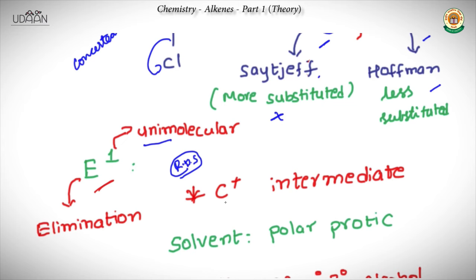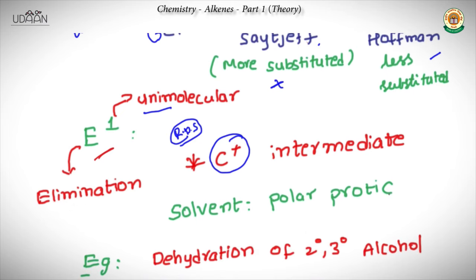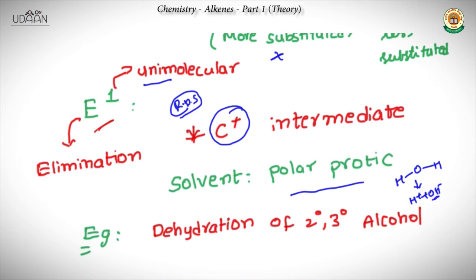And here the intermediate is a carbocation, and as you can see, we use polar protic solvents here. For example, you can have a polar protic solvent such as water. So it's going to have H plus and OH minus ions. This OH minus ion stabilizes this carbocation. So this is dehydration of 2 degree and 3 degree alcohol.